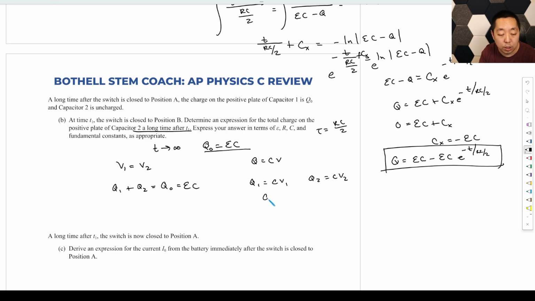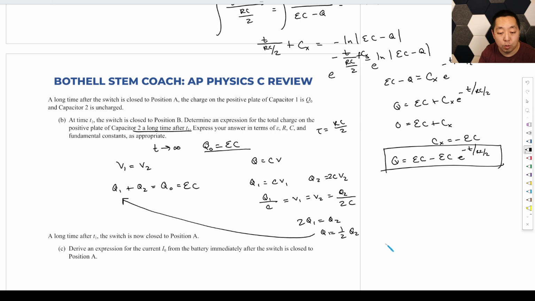So that means Q1 over C, and then this is 2C because it's twice the capacitor, has to equal V1, which is equal to V2, which is Q2 over 2C, right? So basically you multiply this by 2C, you get 2Q1 has to equal Q2. So now we can solve for the charge in capacitor 2 because we can say Q1 is equal to 1/2 Q2, and you can plug that into there to get rid of Q1. So we have 1/2 Q2 plus Q2 is equal to epsilon C. So this is 3/2 Q2 is epsilon C. So then Q2 is 2/3 epsilon C.